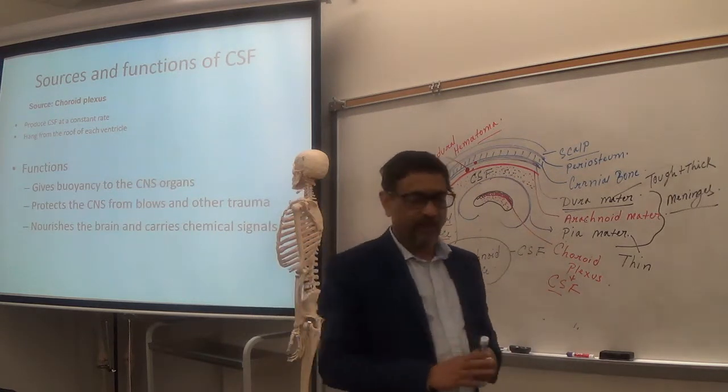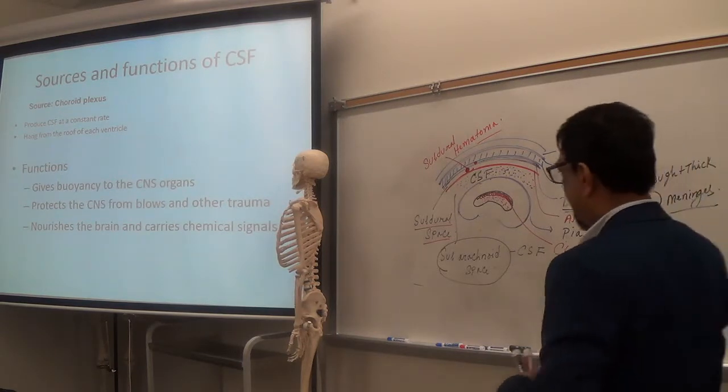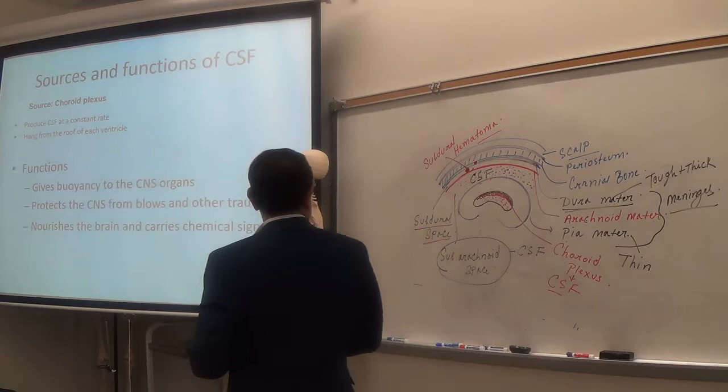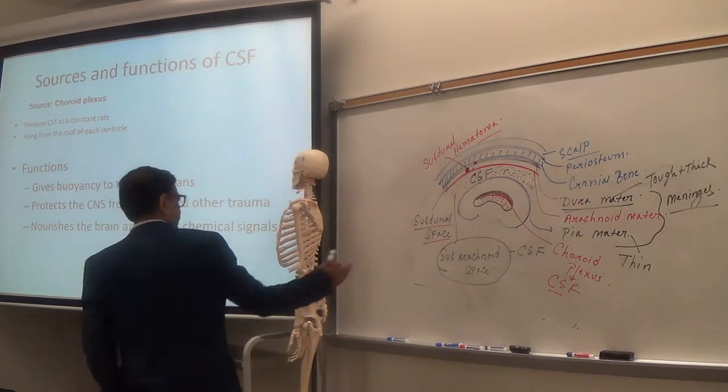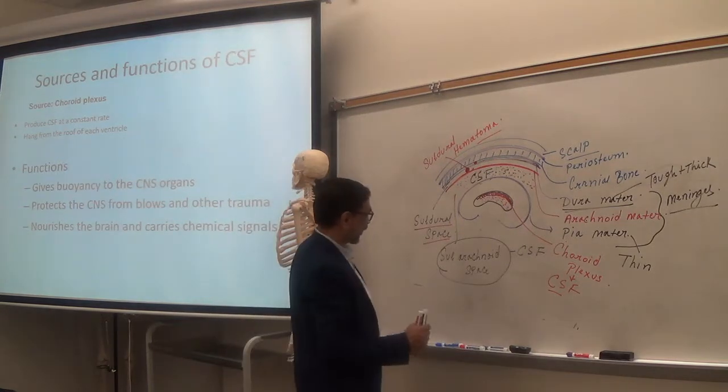So each ventricle has a choroid plexus, and that is continuously secreting the cerebrospinal fluid. And that fluid is moved by the cilia of the ependymal cells, which is also important.